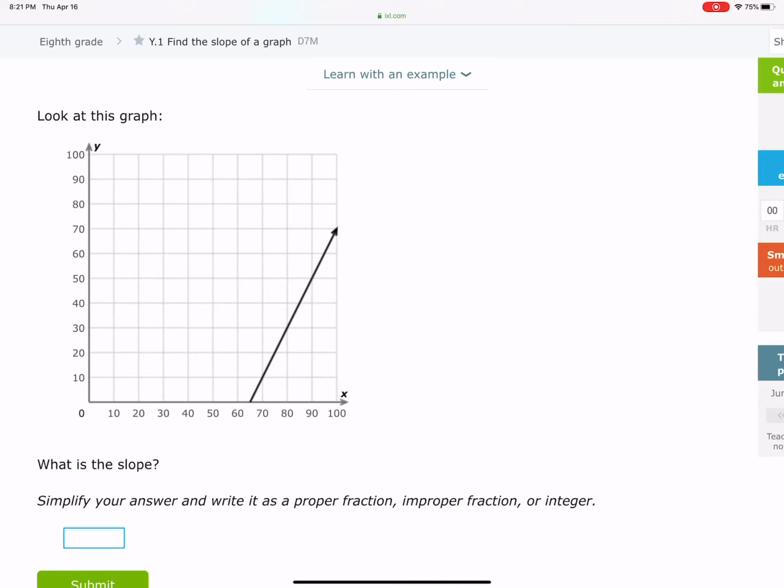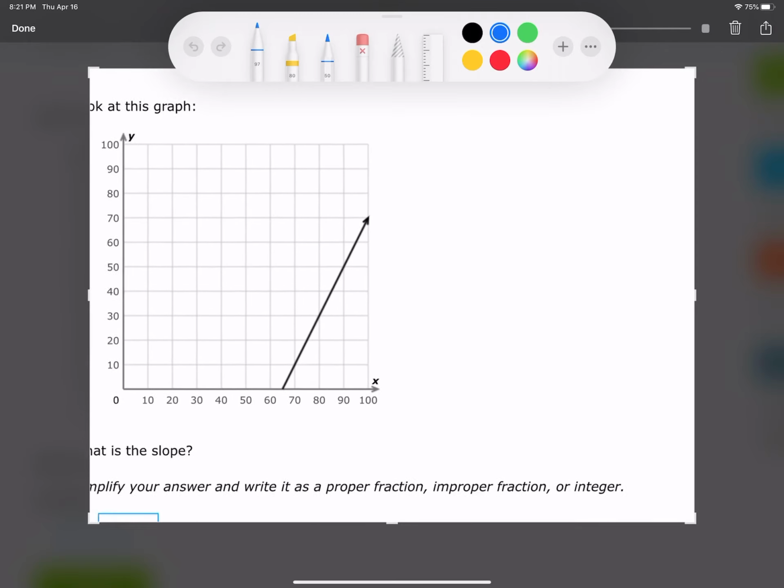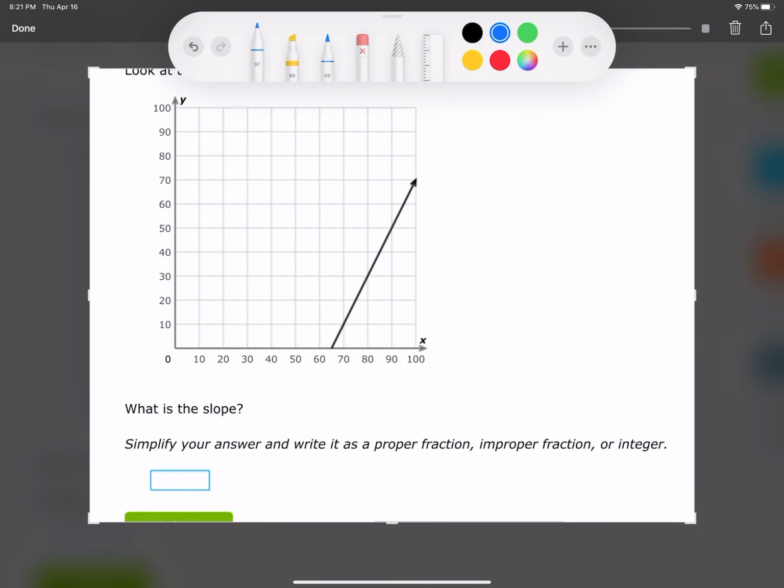All right, so for this case, I actually have to take a screenshot in order to use my Apple Pencil with it. So it just says, what is the slope? So I'm going to find 2 perfect points. So the first point I see is right here. And the next point that I see that's on a nice intersection, that's what I'm talking about, perfect points or points that meet at a nice intersection. So I see one up here.